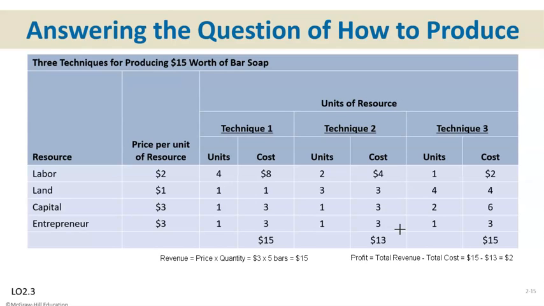The last determination to make is, will this business stay in business or will they shut down? As long as the profit is positive, so the profit here is $2, then the business will stay in business. They will continue to produce. Even if this number is 0, they will continue to produce.